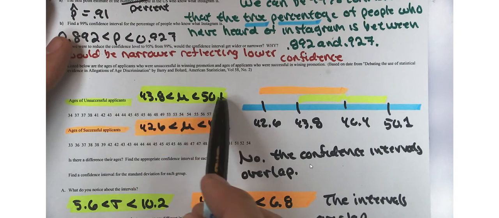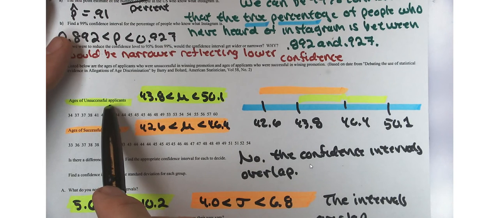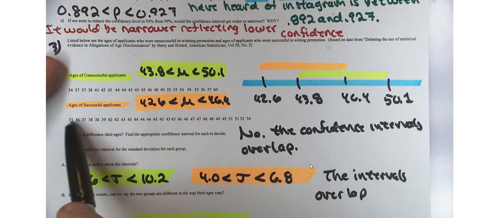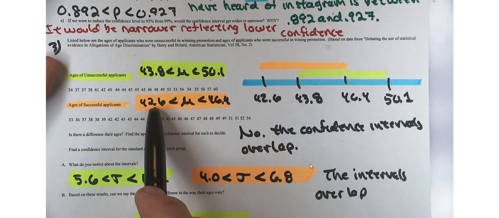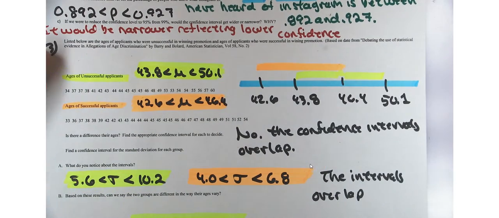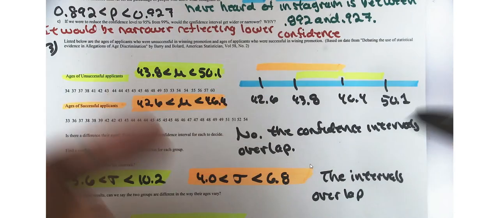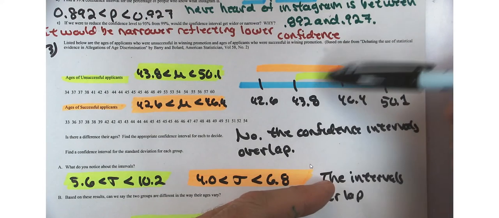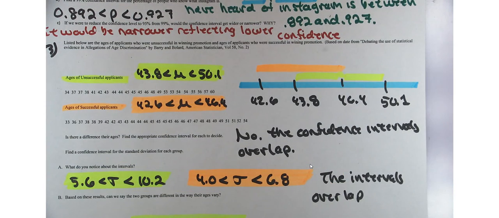and here for unsuccessful candidates. If you do that same thing for this data set, we'll end up with a different confidence interval. But the thing that you should see is that those two confidence intervals overlap. And if they overlap, we can't say that one of these is really different than the other one, because they could both be true in that interval where they overlap.